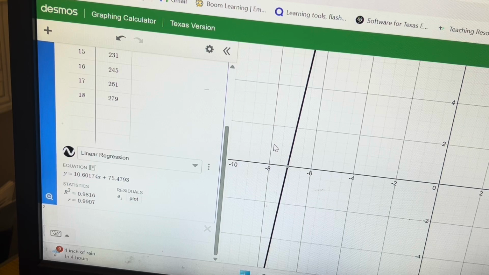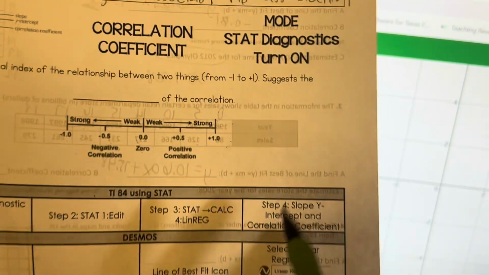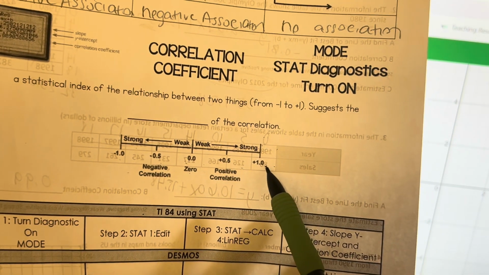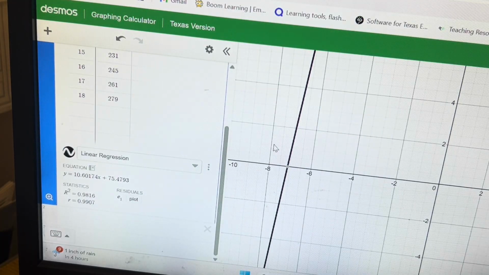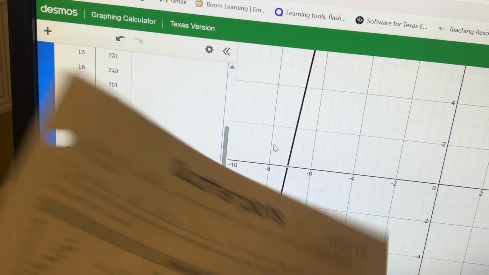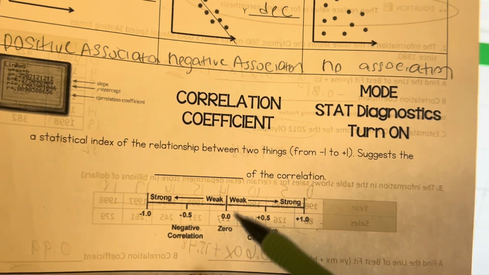And then my correlation coefficient, the R, again, would be 0.99, which if I look at my scale, this time is on the positive side, and it's closer to +1. So that makes it a strong positive instead of a negative. If it was somewhere on the positive side but closer to 0, then it would be a weak positive. So you have to know how to use this scale.